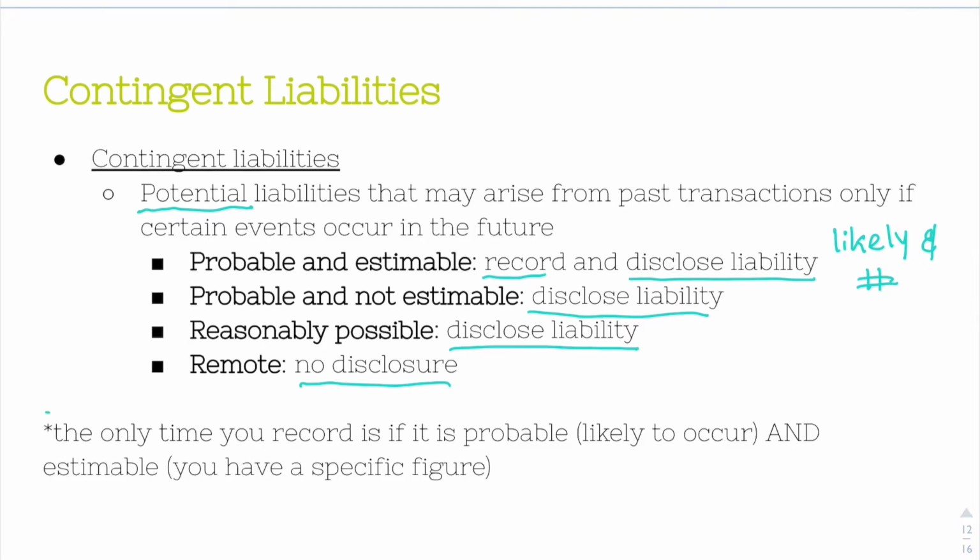So this is important. The only time you record it is if it's probable, so it's likely to occur, and you have a specific figure for it. So that's this one right here, is when you would record and disclose a contingent liability.